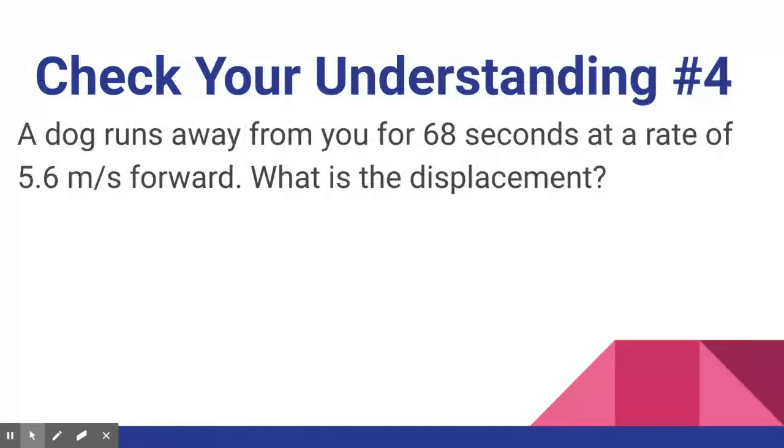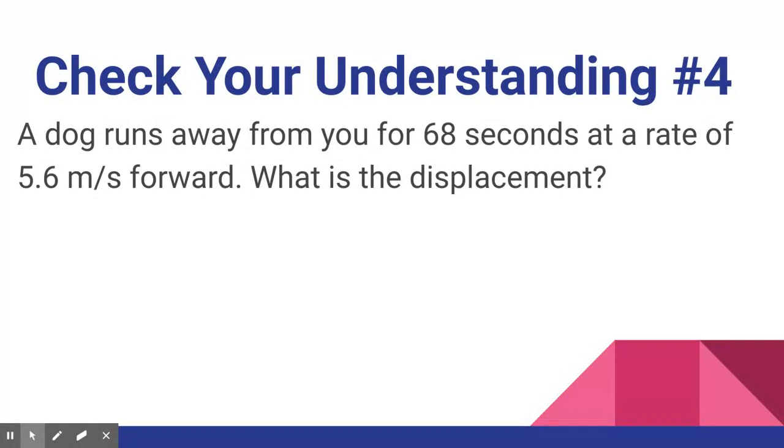So let's give it a go. A dog runs away from you for 60 seconds at a rate of 5 meters per second forward. What is the displacement? Pause the video, see if you can calculate displacement, come up with the right units and also the correct direction.